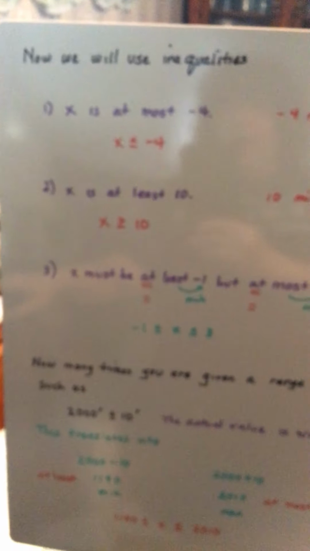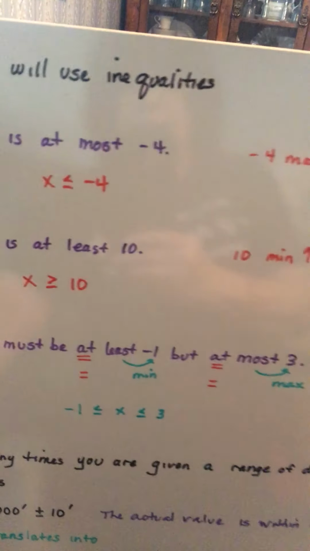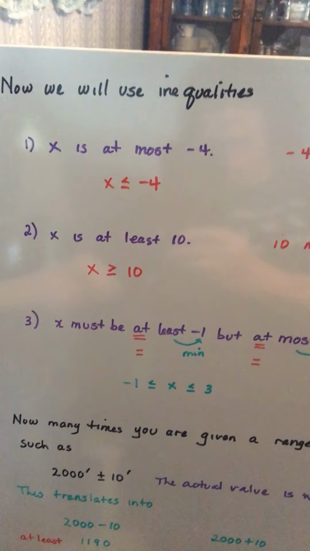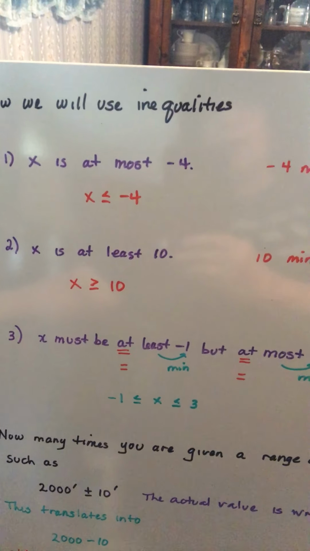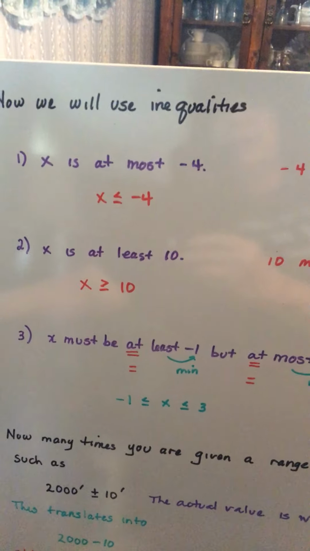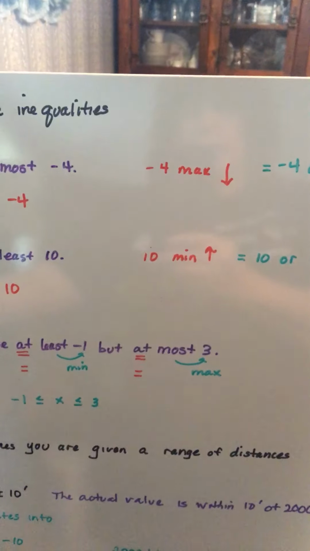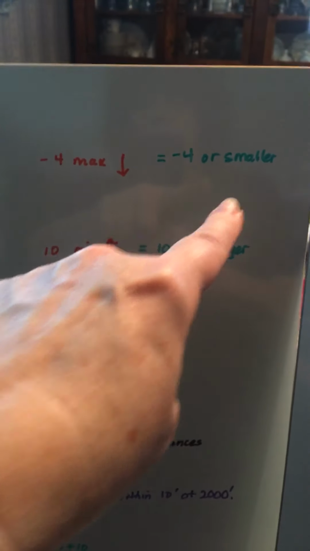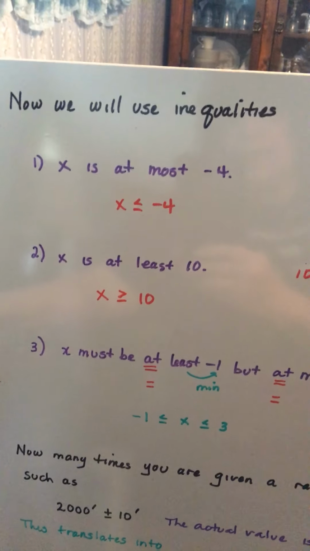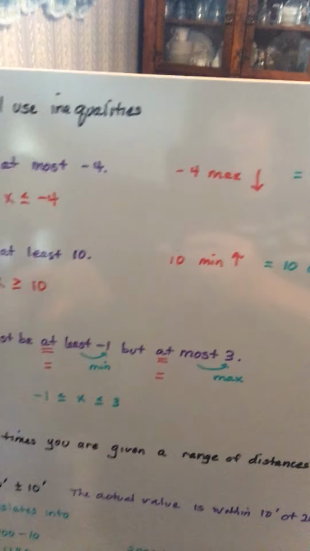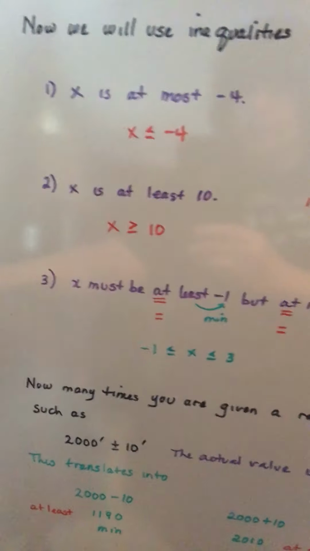So, now when we use inequalities and I look at this situation and I talk about x is at most -4, what does that mean? -4 is as big as I can be, so that implies my x, or the rest of the numbers, must be smaller. -4 is the max. I'm smaller. -4 or smaller. X is at least 10 means x is greater than or equal to 10. That means 10 is the minimum and I can only go up when I do it.